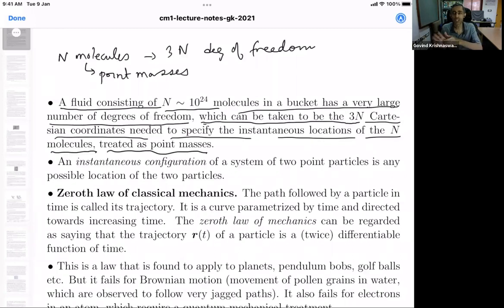And you can have a fixed origin for your Cartesian coordinate system that is not associated to any of these point masses. That is simply some extra thing that is fixed for your convenience. If you change that origin, the number of degrees of freedom does not change.